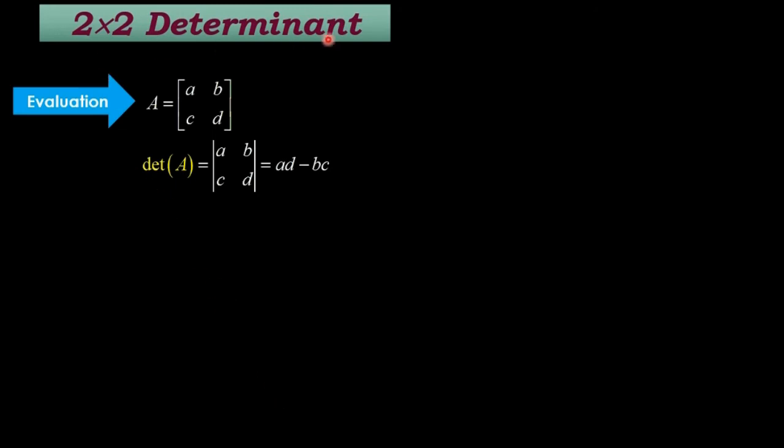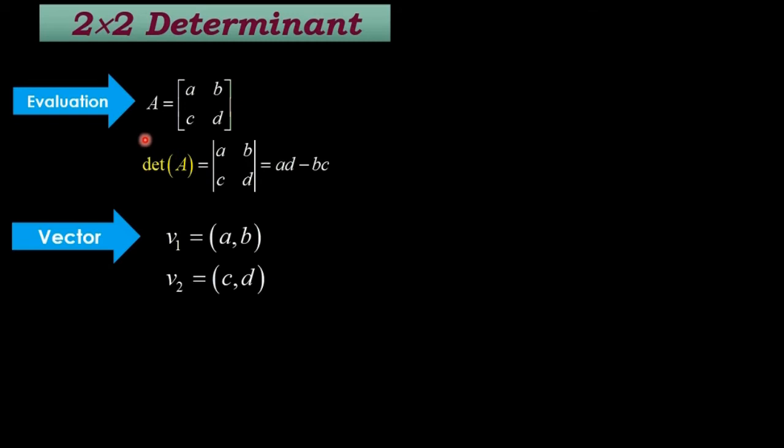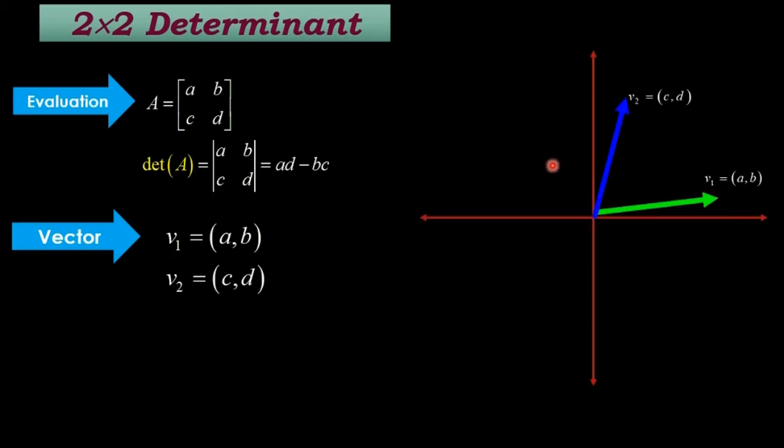Now we begin with the 2 cross 2 determinant. Suppose A is equal to the 2 cross 2 matrix (a, b; c, d). Then its determinant value is ad minus bc. Now consider the rows of matrix A as vectors. So the first row vector is V1 equal to (a, b) and the second row vector is (c, d). Now plot these two vectors in the two-dimensional plane. So we have V1 and V2.